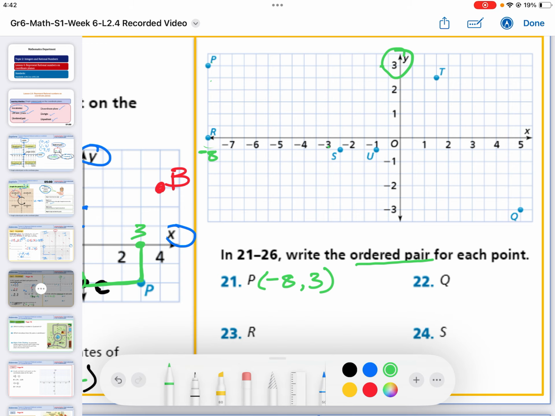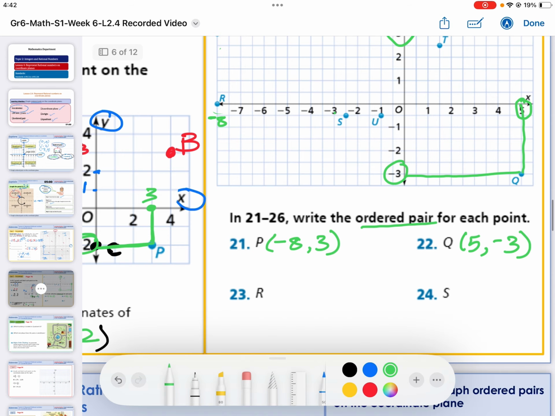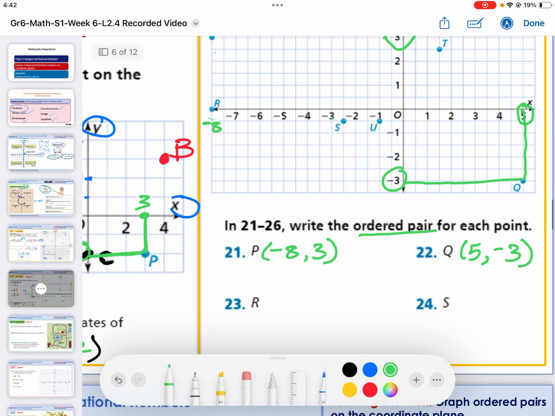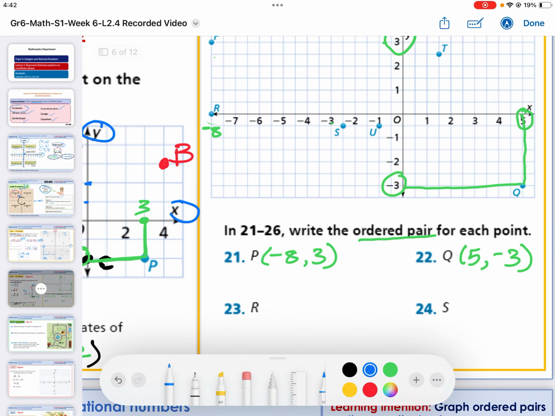Now, let's move on to point Q. As you can see, Q is in quadrant 4. So we're going to draw a line that connects Q with x-axis. The point will be 5. And for the y, the point will be -3. So this one was a quick and direct question. The numbers are there. You just copy paste them. Now let's move on to point R.